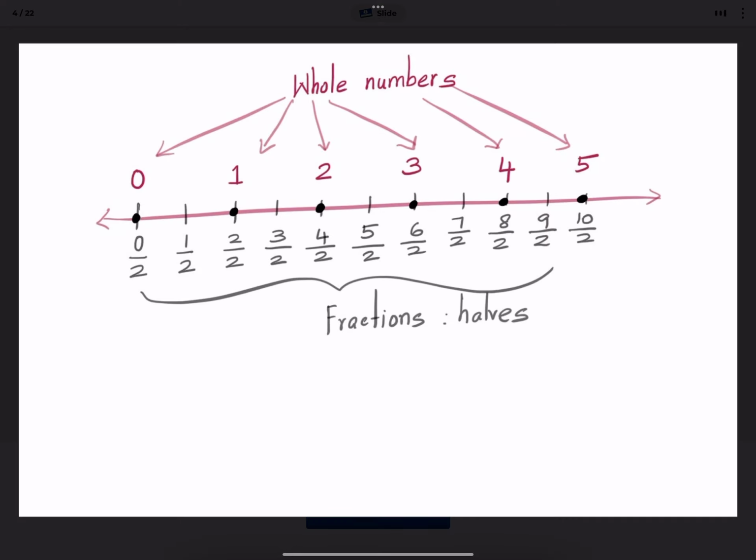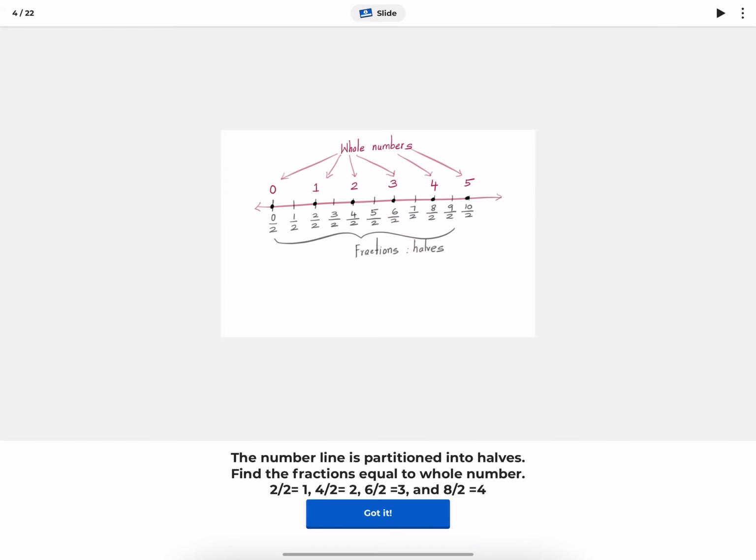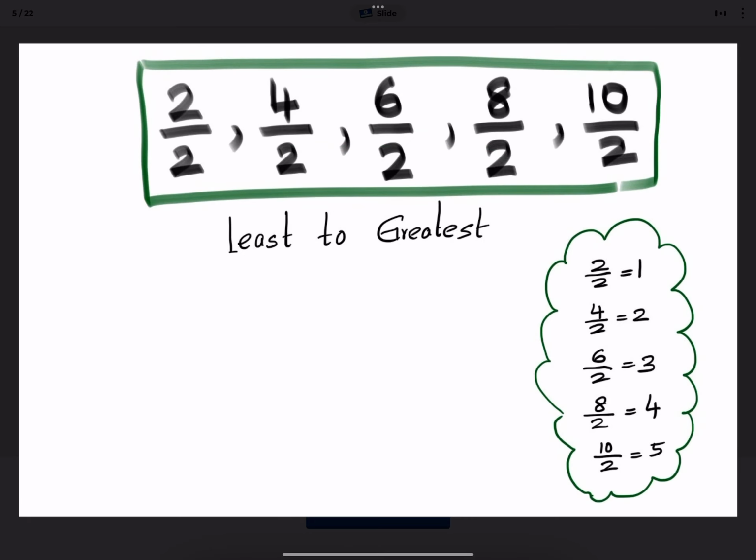The number line is partitioned into halves. Find the fractions equal to whole number. 2 divided by 2 is equal to 1, 4 divided by 2 is equal to 2, 6 divided by 2 is equal to 3, and 8 divided by 2 is equal to 4. The fractions are arranged from least to the greatest value.